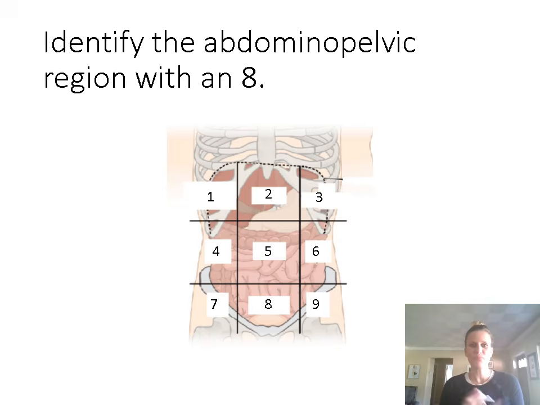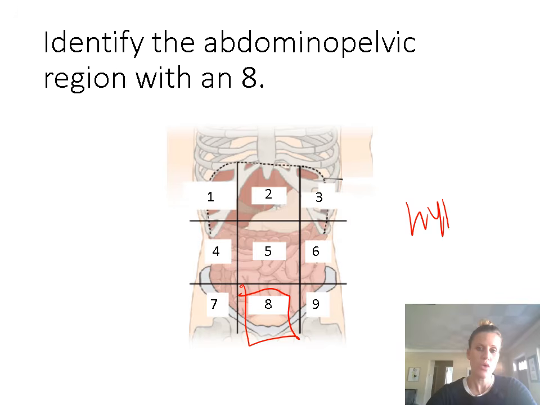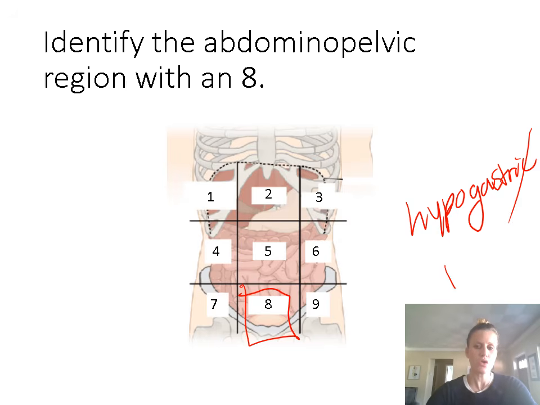Finally, identify the abdominopelvic region with an 8. This one right here is the hypogastric region, or you could call it the pubic region. It's down in the pubic area.